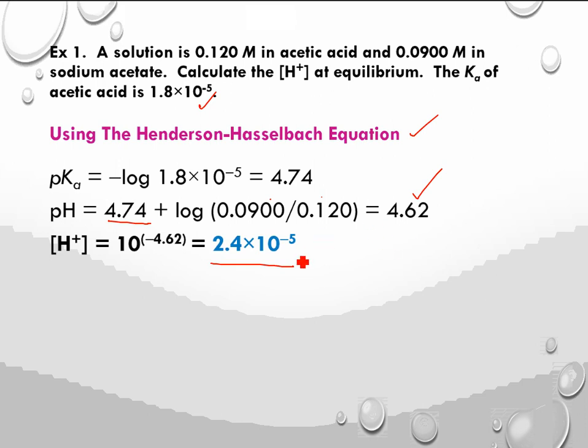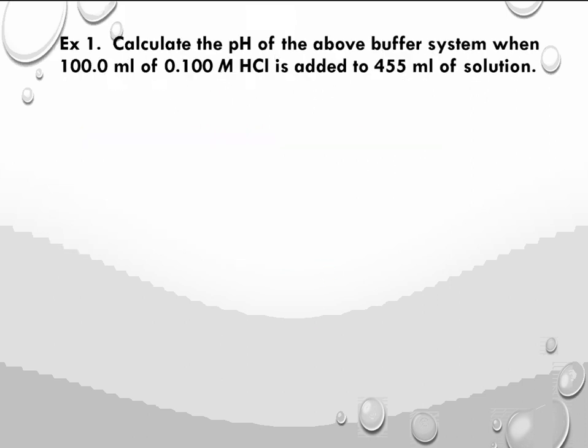Now, both of these ways, to many of you now, are going to seem fairly straightforward, and that should be the case. So let's get going. The challenge with buffers is knowing what you have and determining what the system's properties are after things come back to equilibrium. So, same buffer system, but we now have 100 mils of 0.1 molar acid being added to a 455 milliliter solution of your buffer. Now, your head's spinning, relax.